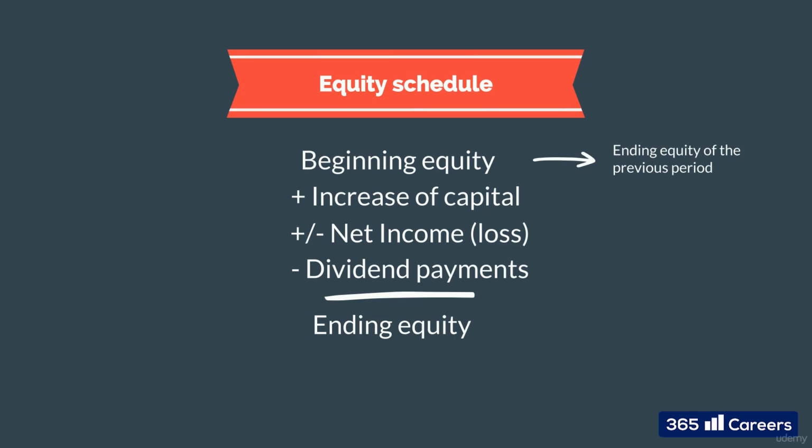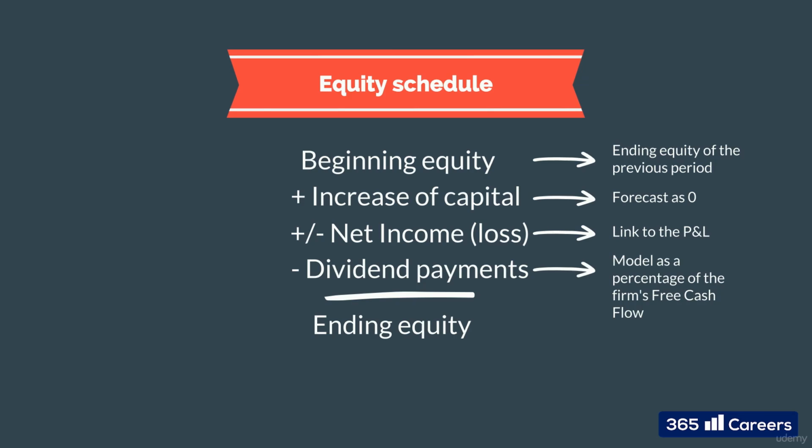Beginning equity is given by the ending equity of the previous period. It is very rare to forecast an increase of capital. Forecast it as 0. Okay? Net income has been calculated in the P&L. Therefore, we can link it there. And finally, we have dividends. Most modelers look at the historical dividend payout ratio of the firm and model dividends as a percentage of the cash flow produced by the firm. Perfect. This gives us ending equity.